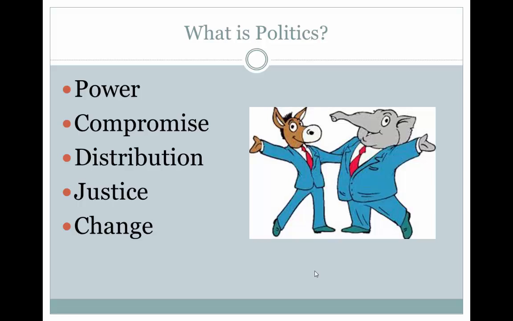And the fifth lens on this list is change. That is to say, politics is a way we understand how change happens in our life. How do governments change? How do economies change? How does your daily life change? And that process is all a process of politics and political decision making.